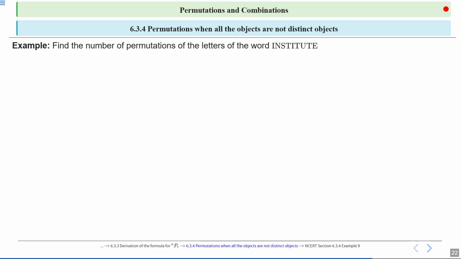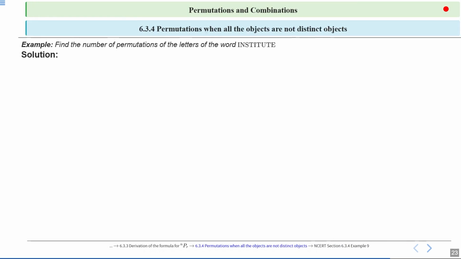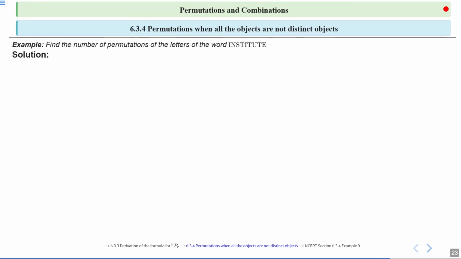So in this example, we have to find the number of permutations of the letters of the word institute. Okay. So let's see how to solve this example. So let's solve this example step by step.